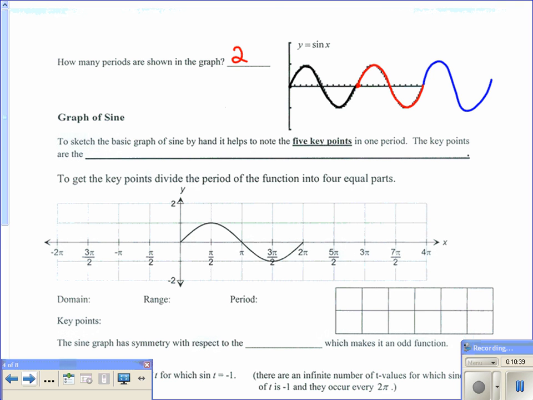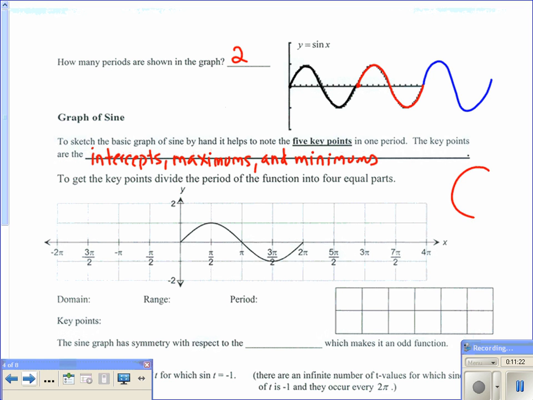To sketch the basic graph of sine by hand, it helps to note the 5 key points in one period. And we already said that the key points are the intercepts, maximums, and the minimums. These are nice because, instead of graphing pi over 6, pi over 4, pi over 3, it's just easier to graph all these key points. To get the key points, you take the period of the function and divide it into 4 equal parts. Now, why would I divide it into 4 equal parts?